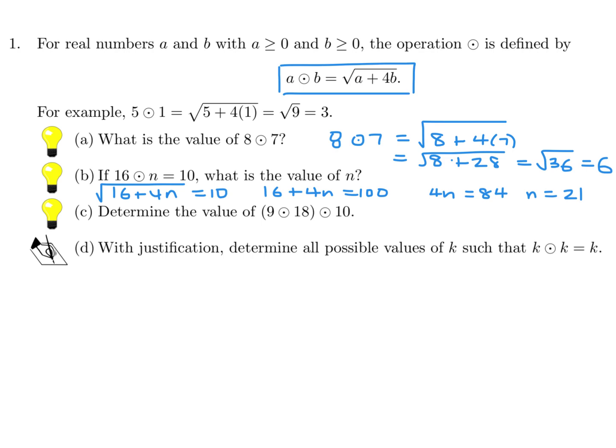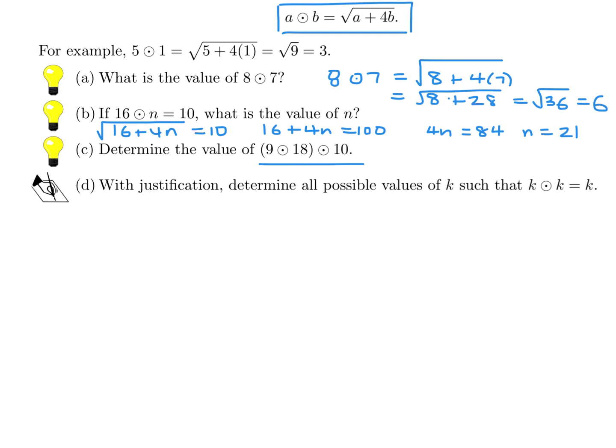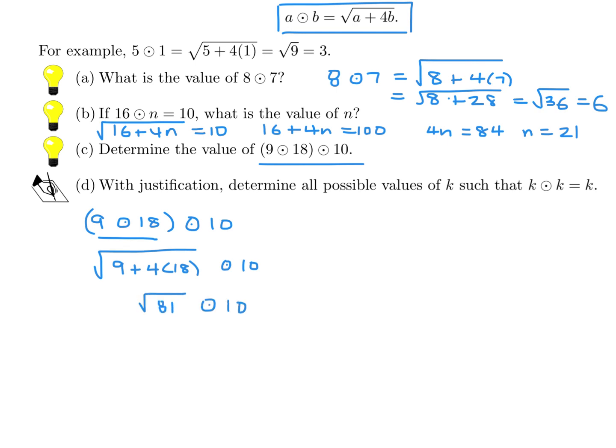Part C, determine the value of this thing here. So 9 symbol 18, and then that answer will then be used to work with 10. So first let's do this one. According to the definition, that's going to be 9 plus 4 times 18, and that's symbol 10. So this is 72 plus 9, which is 81. So root 81. And then root 81, of course, is 9.